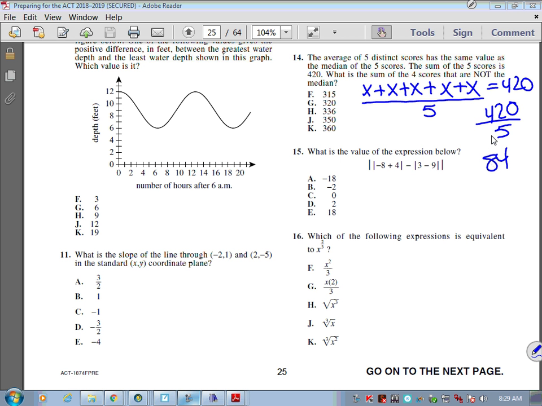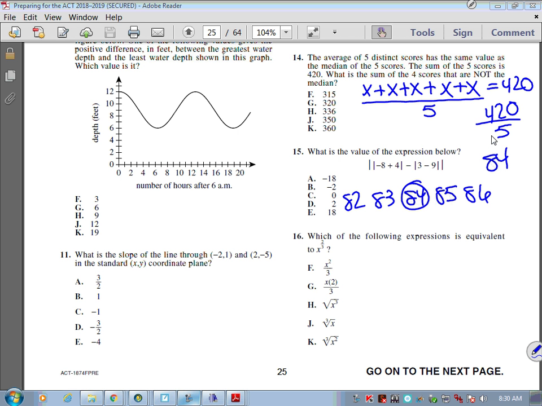Now, what they say is that each of these numbers is distinct, which means they're all different numbers that add up to 420. So this is what I did: I stuck 84 in the middle of these 5 scores, and on either side I went up and down, so that all of those are distinct numbers. If I add those up, I should still get 420, because the average between 82 and 86 is still 84, and the average between 83 and 85 is still 84. The sum of the 5 scores is 420.